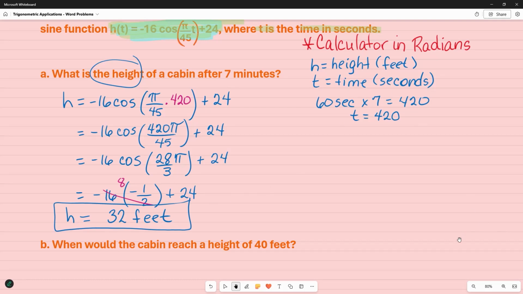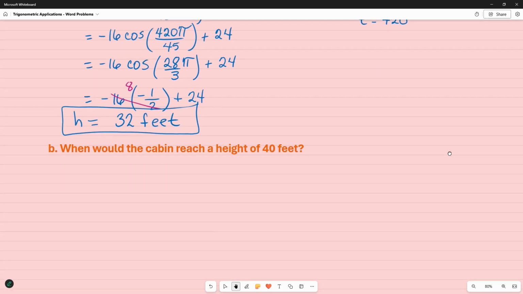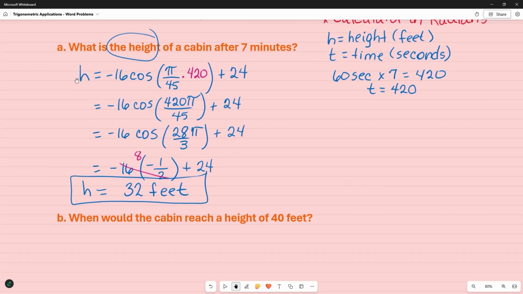Now we're going to go to part B using the same function, but this time it says when would the cabin reach a height of 40 feet? So height is going to be h and is represented by feet. So therefore I'm going to set up my equation a little different. But this time I'm trying to find when. That means that I'm trying to find t, and it's going to be in seconds.